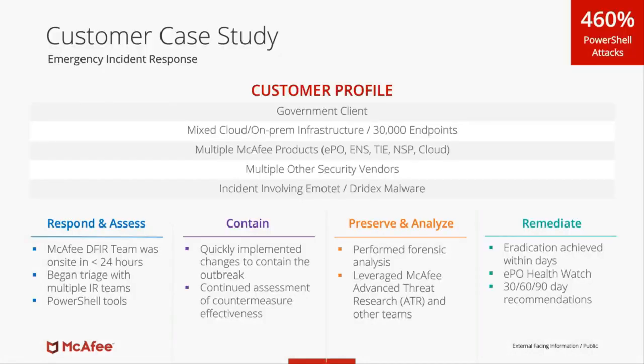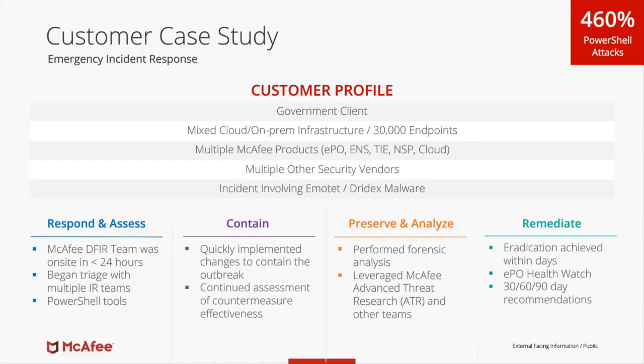Earlier this year, the McAfee Advanced Cyber Threat Incident Response team responded to an incident with a government client of ours. This client had a mixture of both cloud and on-premise infrastructure with over 30,000 endpoints. There were multiple McAfee products involved in the environment in addition to a variety of other information security technologies.